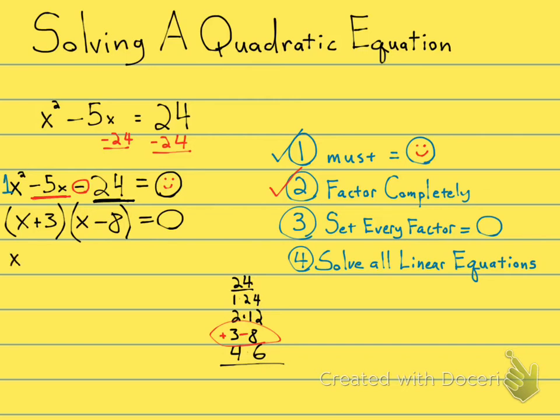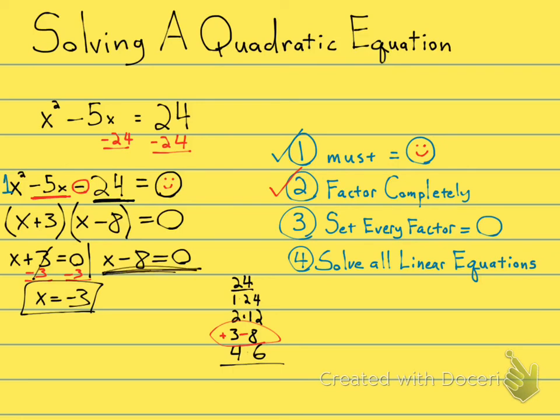So, x plus 3 equals 0, and x minus 8 equals 0. This is a linear equation. This is a linear equation. I need to get the x all by itself. To get rid of a plus 3, I need to subtract 3 from both sides of the equal sign. X equals 0 minus 3, which is negative 3. That's one of my answers.